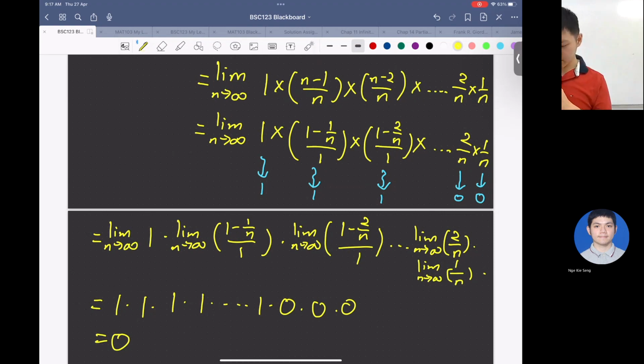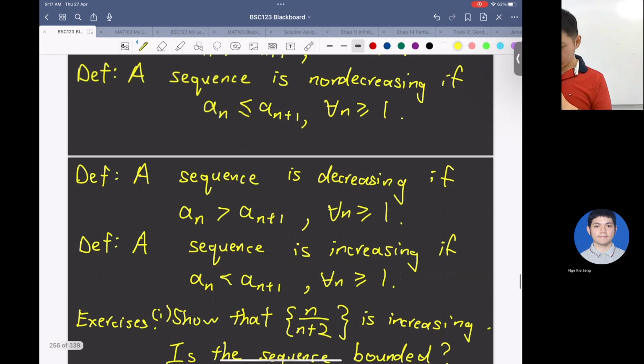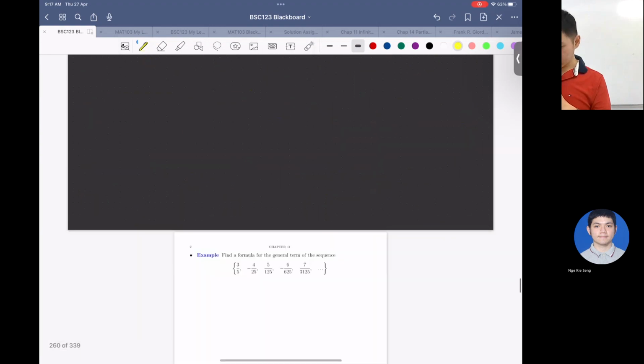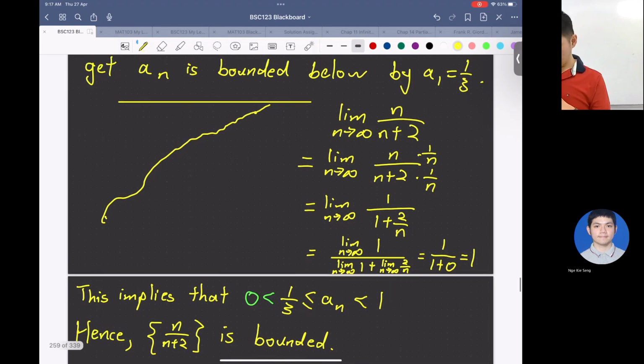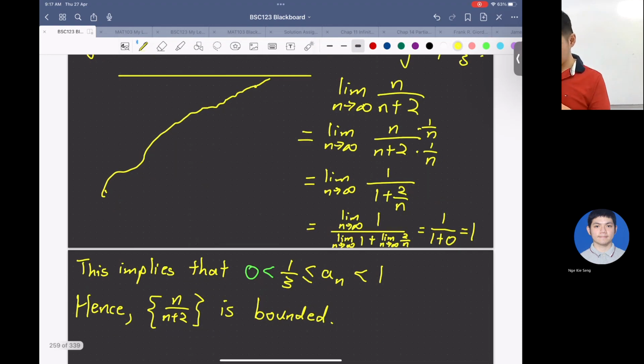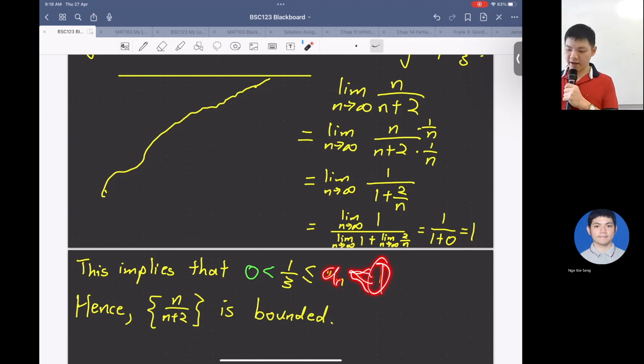Okay, so we close this case. So let's do the exercise from just now. Chiro asked: if you have an increasing sequence, and it keeps increasing and limits to a number 1, why is this 1 necessarily greater than an?